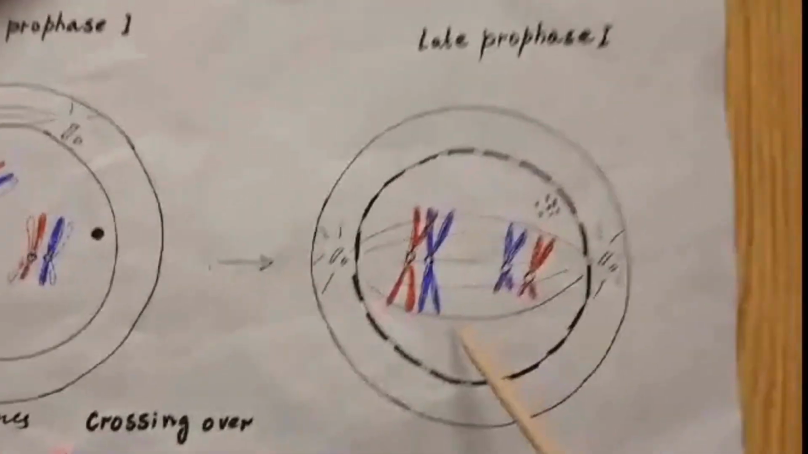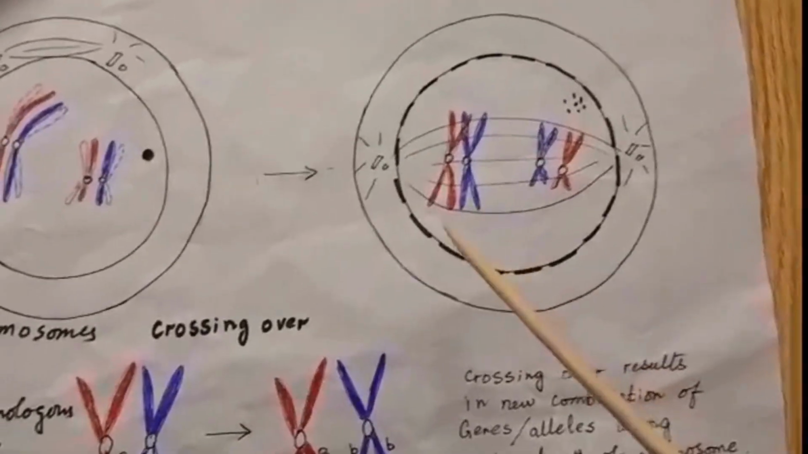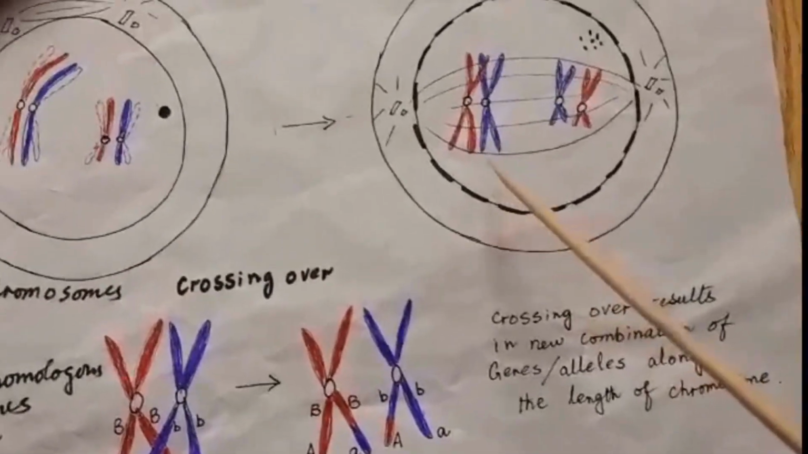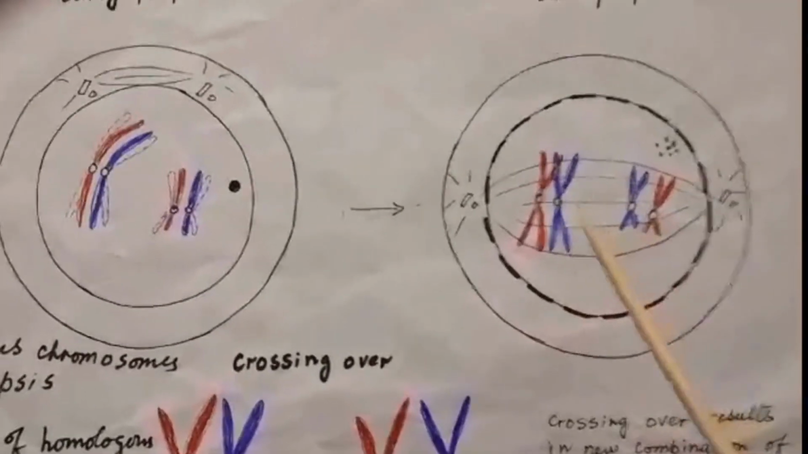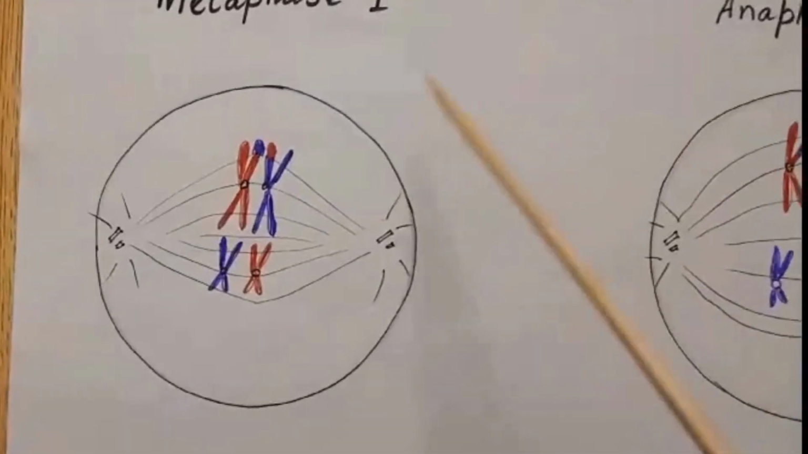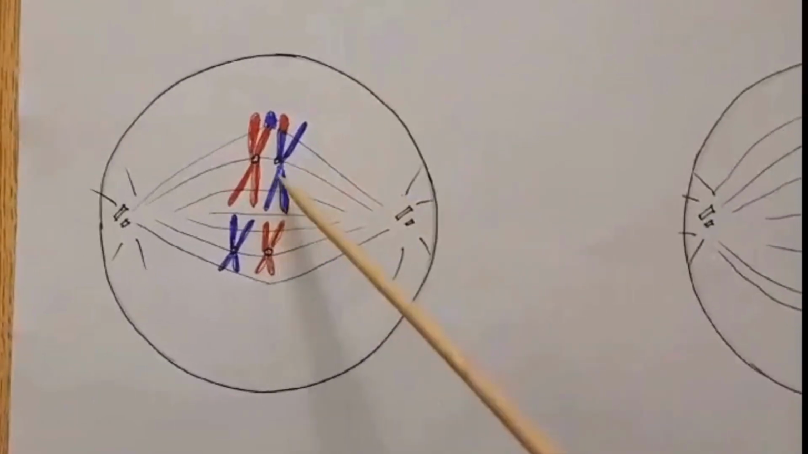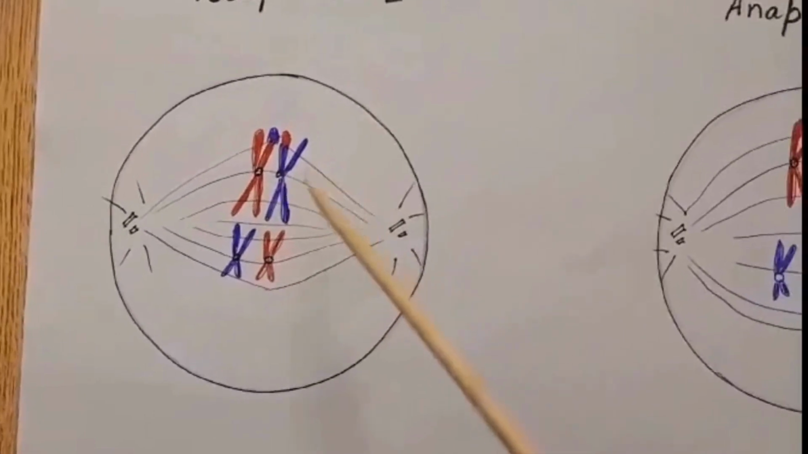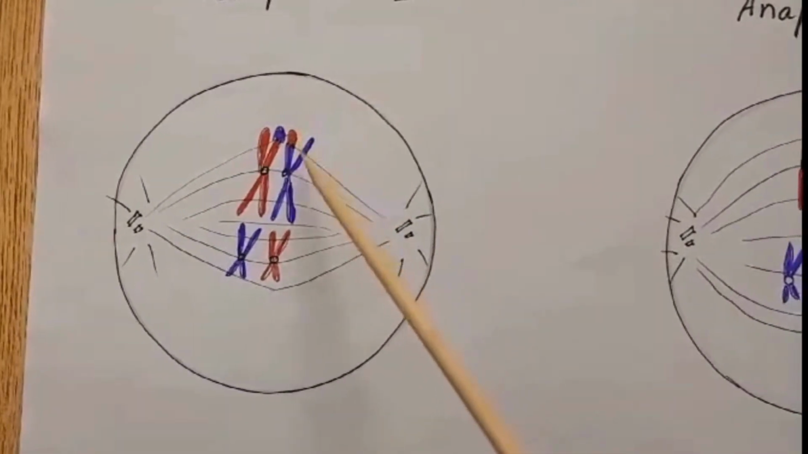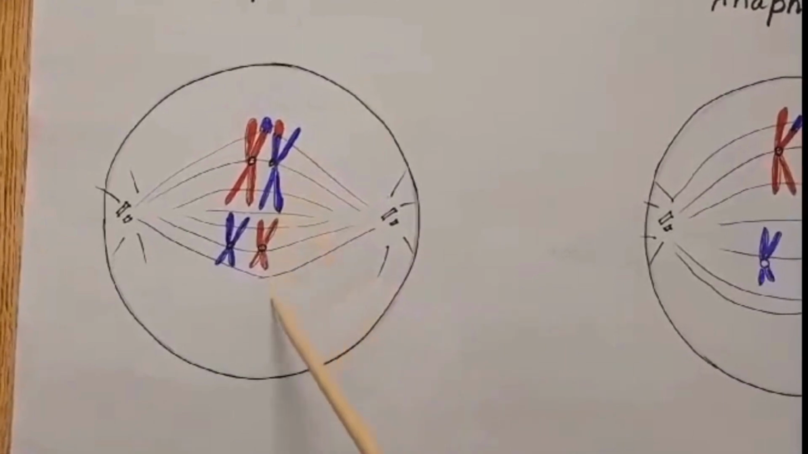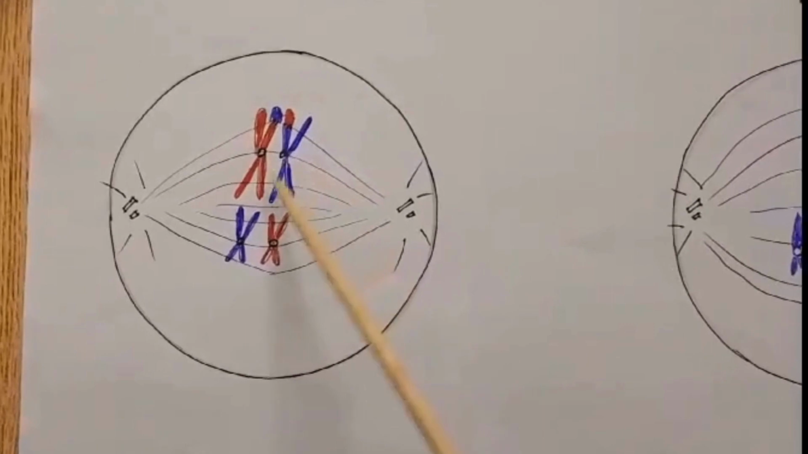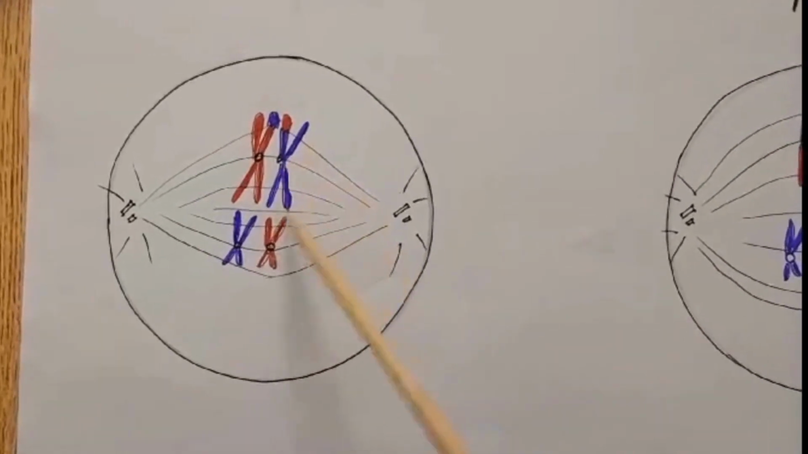So in the late prophase, crossing over takes place by pairing up of homologous chromosomes, and then the next phase of meiosis 1 starts, that is called metaphase 1. In metaphase 1, the homologous chromosomes pair up on the equator of the spindle, that is the middle part of the spindle.